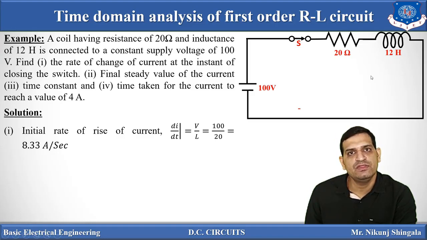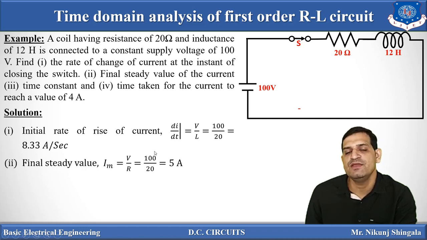If we apply KVL in this circuit, the equation we get is V is equal to IR plus L di by dt. Now at the initial condition I is 0, so V is equal to L di by dt. So we can write di by dt is equal to V divided by L. Value of V is 100, value of L is 20, so 100 divided by 20, that is 8.33 ampere per second. That is the initial rate of rise of current.